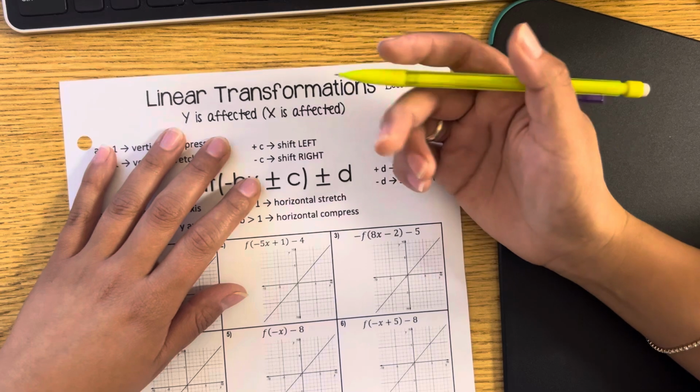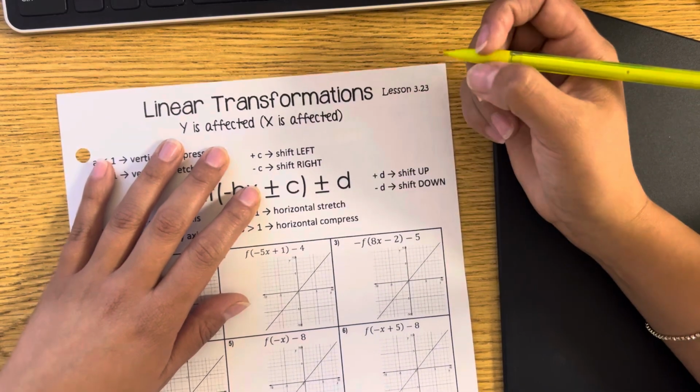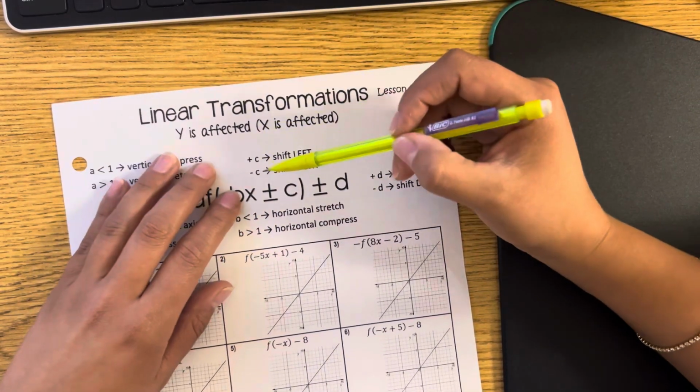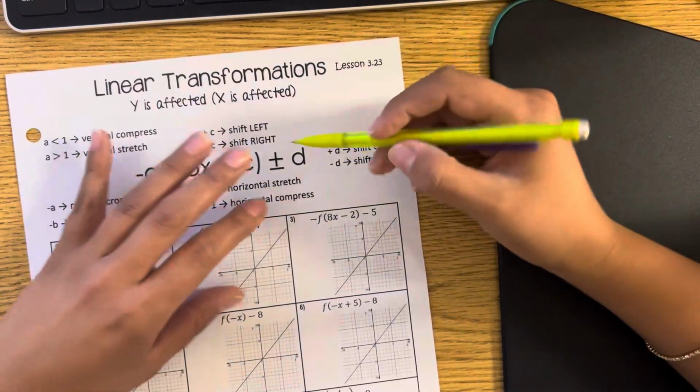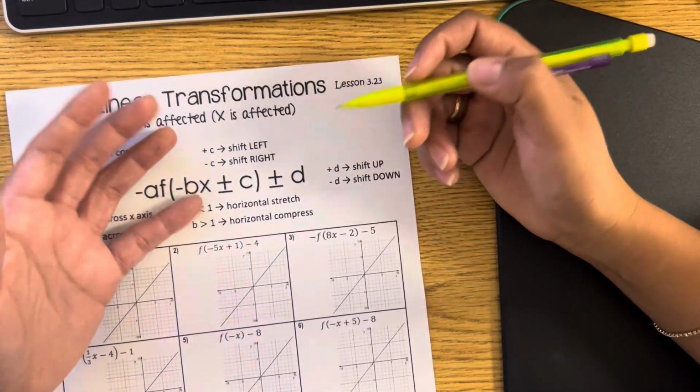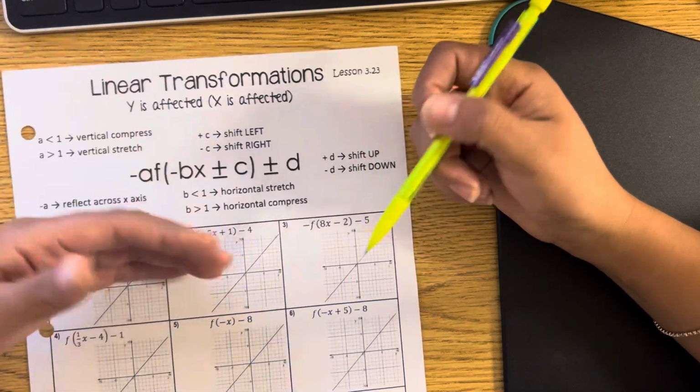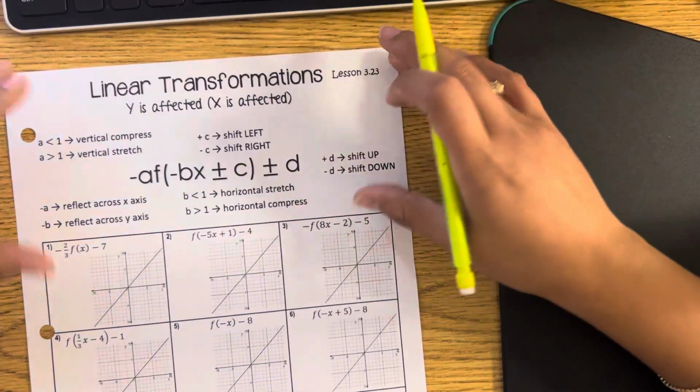The C value tells you to go left or right. Again, since it's inside the parentheses, plus C doesn't mean to the right. It actually means to the left. And minus C actually means to the right instead of the left. The D value tells you to go up or down. Since it's positive, it would be up. If it's negative, it means down. So let's put it all together.